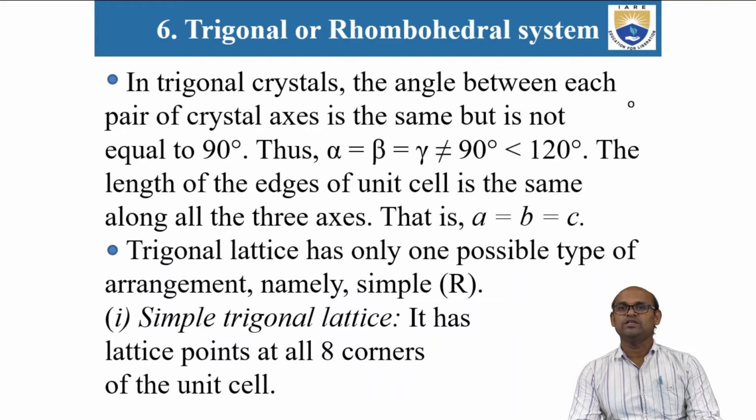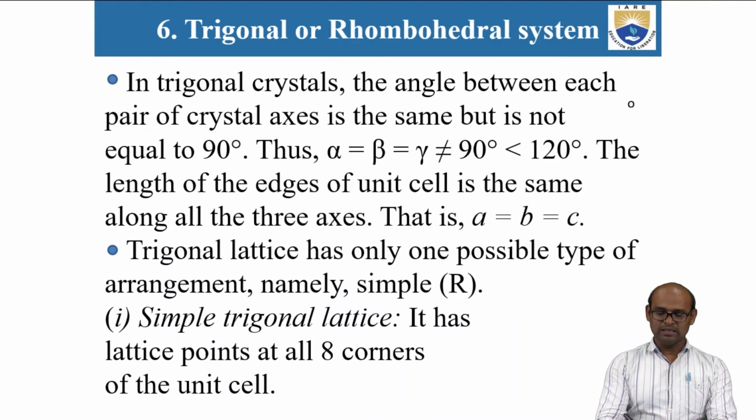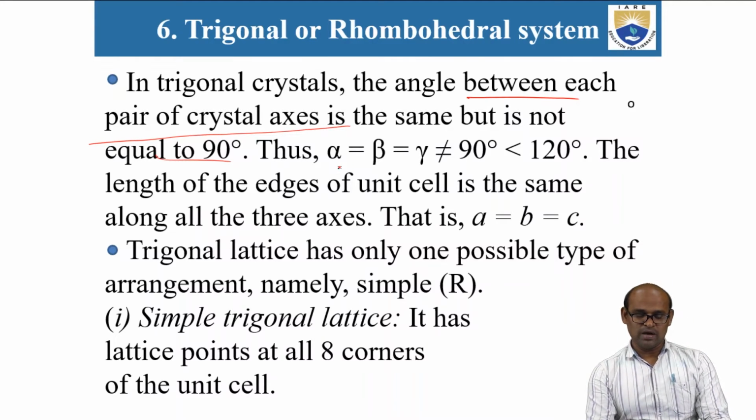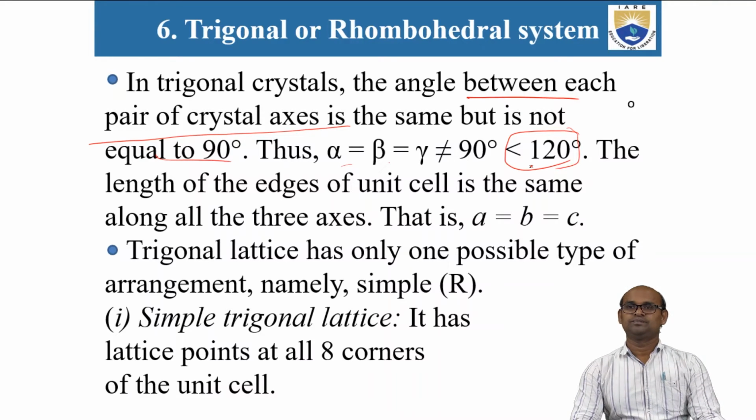Coming to the sixth one, which is the trigonal or rhombohedral system. In trigonal crystals, the angle between each pair of the crystal axes is the same, but not equal to 90 degrees. That is, alpha is equal to beta is equal to gamma is not equal to 90 degrees, but it is less than 120 degrees.